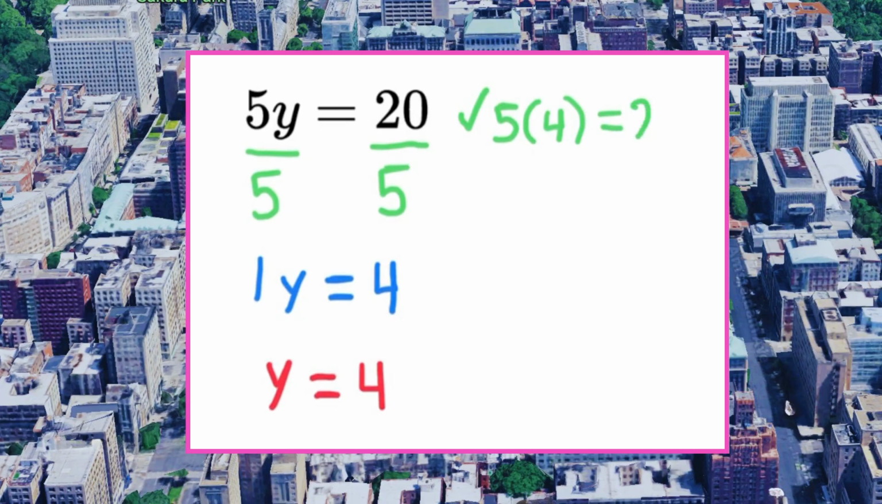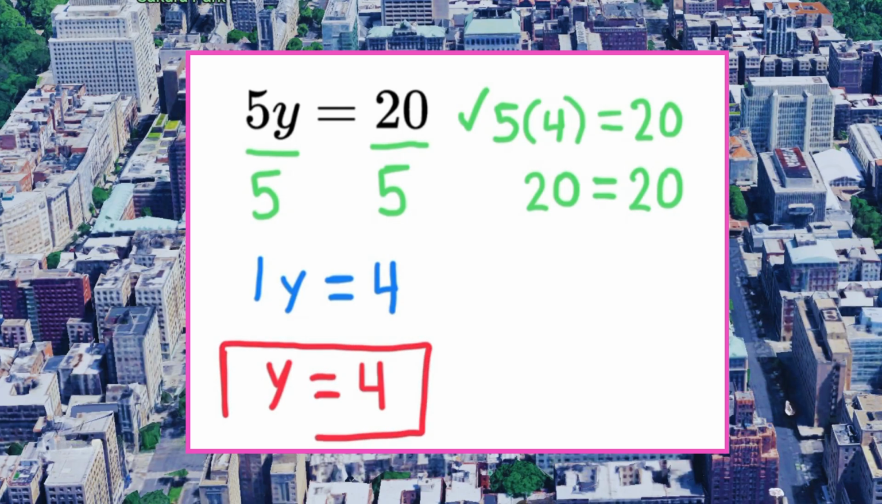I'll then check my solution by substituting my variable y with 4. 5 times 4 equals 20. Since 5 times 4 equals 20 and 20 equals 20, that is a true statement. Therefore, I know that my solution is correct, and I'll put a box around my solution y equals 4 to indicate that this is my final answer.